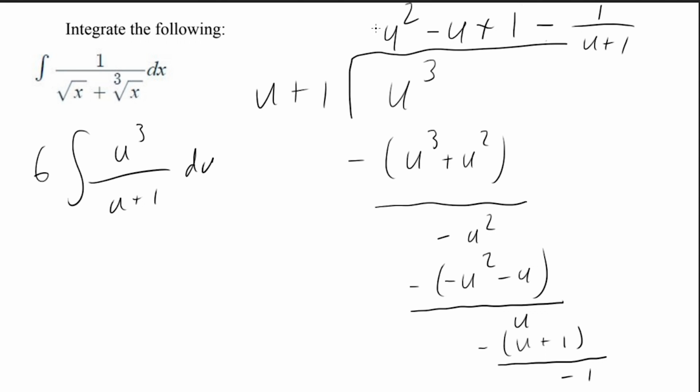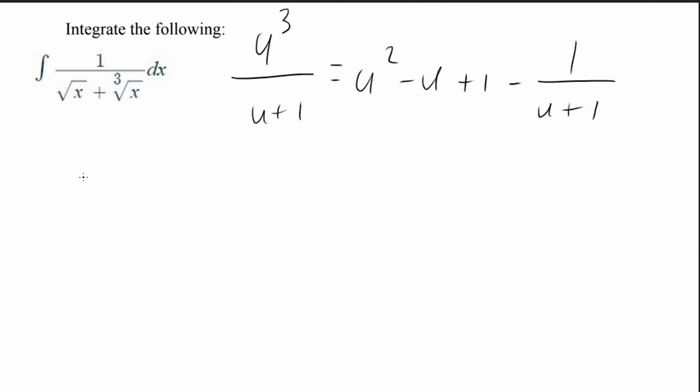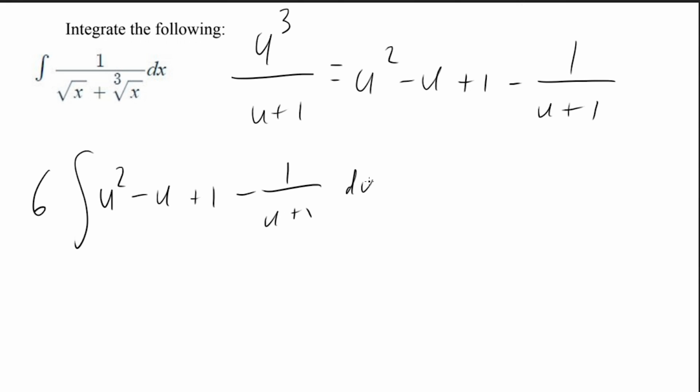So now we have this expression here, and we will just integrate this, since it will be a lot easier since we have all of these separated terms. So therefore, by long division, we get u to the 3rd over u plus 1 equals u squared minus u plus 1 minus 1 over u plus 1. And now we're trying to integrate this. So we'll get our integral back here. U squared minus u plus 1 minus 1 over u plus 1 du.